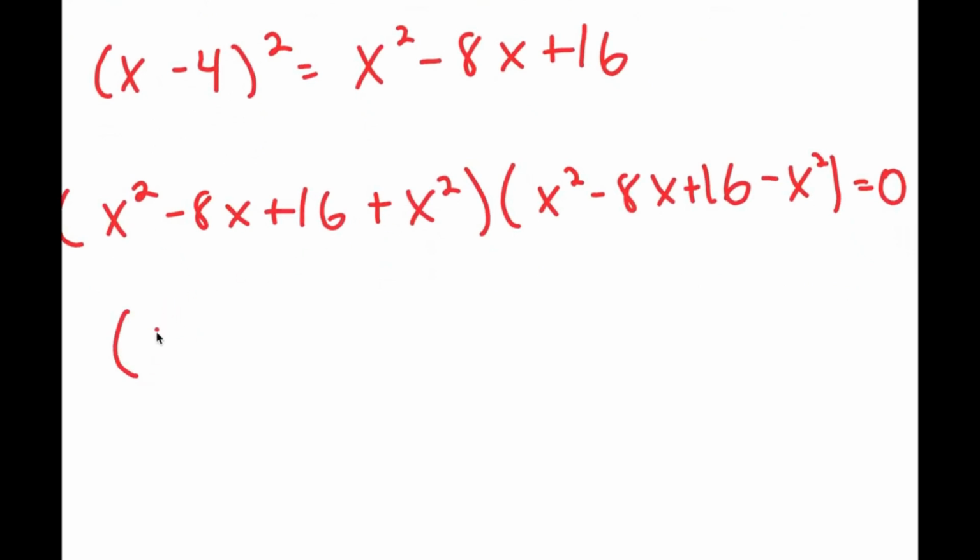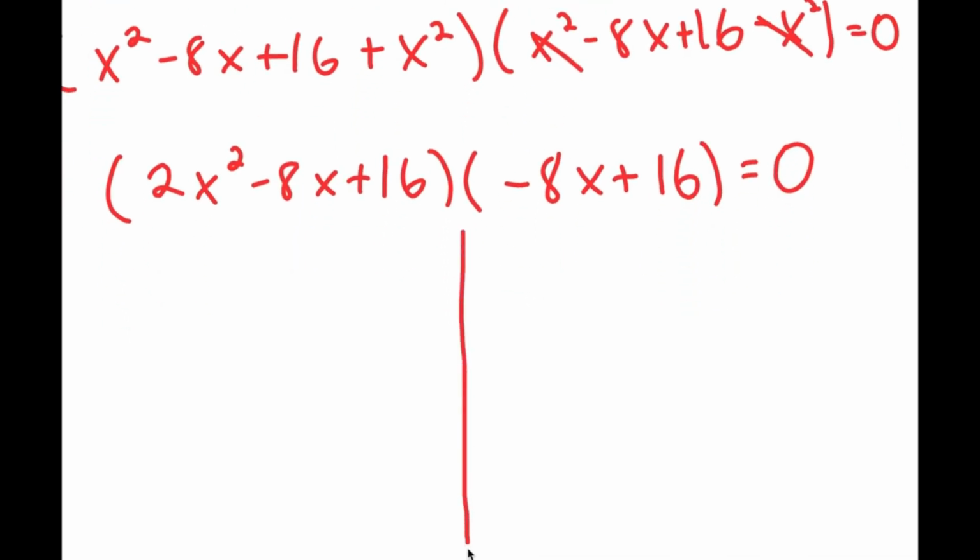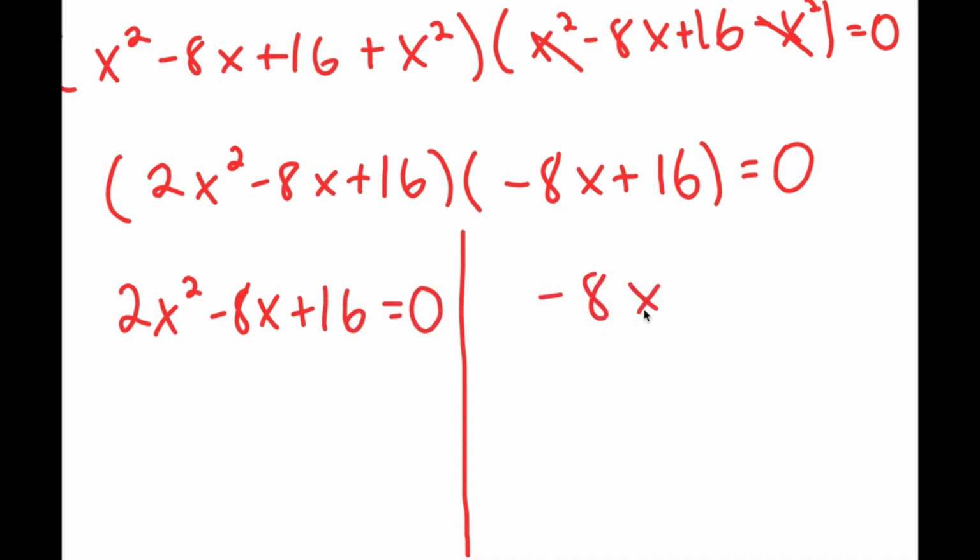Now x squared plus x squared is 2x squared. So I get (2x squared minus 8x plus 16) times (these two cancel out, negative 8x plus 16) is equal to 0. And now I get two equations: 2x squared minus 8x plus 16 is equal to 0, and negative 8x plus 16 is equal to 0.